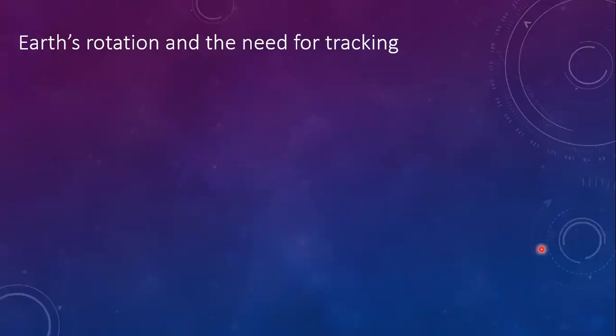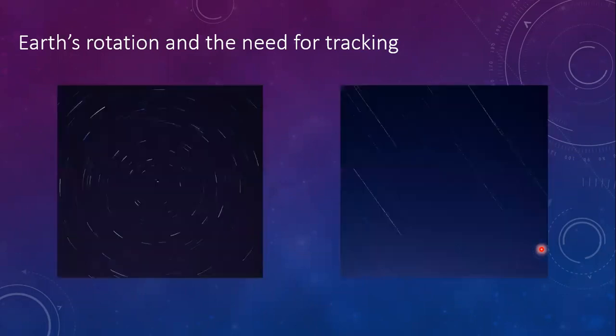Now, why do we need to track objects in the night sky? It has to do with the rotation of the Earth. You must have seen pictures like these, the star trails. They are produced by just keeping your camera at one point, focused at one point, and letting it run for several hours. Because of the rotation of the Earth, the stars appear to trail. But if we want to take a picture of any specific object, this is very bad for us because it will trail and we can't get it in focus.